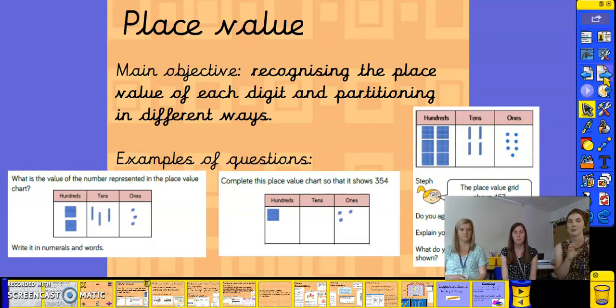We will be looking at visual representations. We'll be building numbers with equipment, and all of these things help the children to explore number and just get to grips with number before they look at number just in a written form.